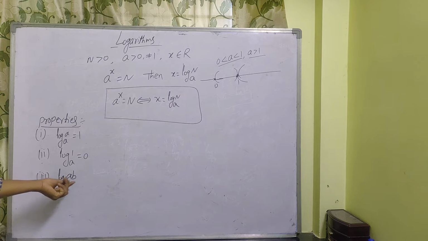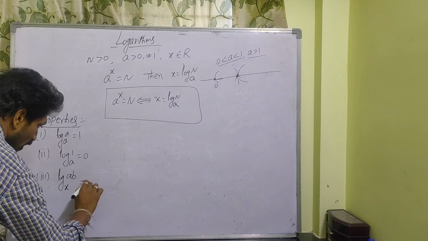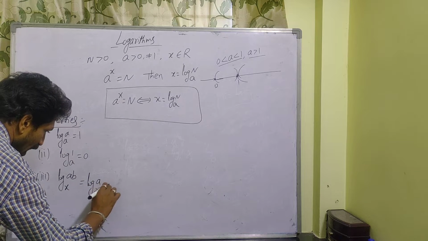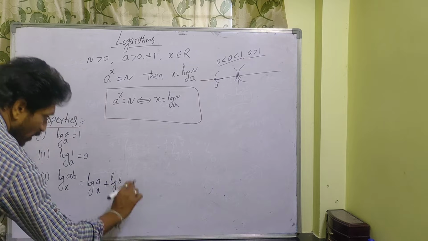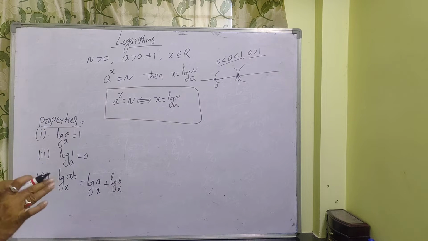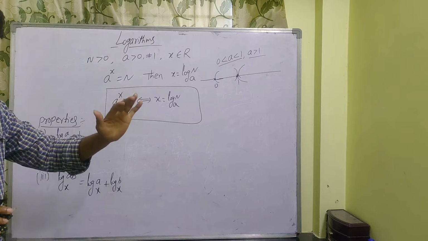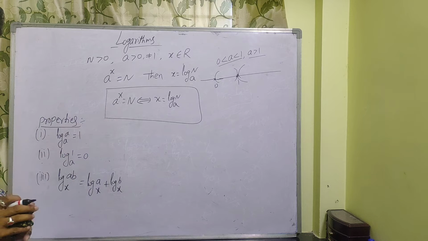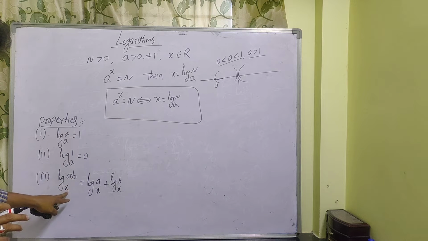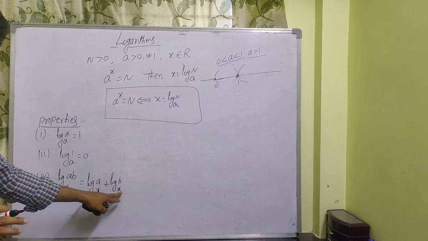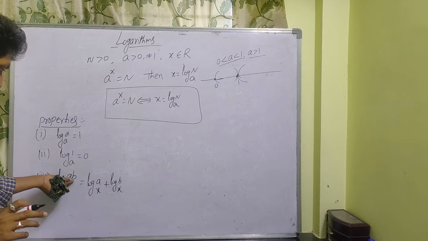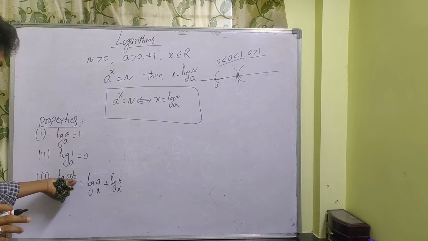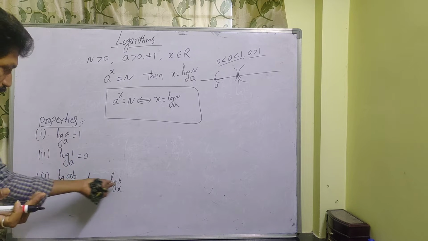If I take log AB to the base x, here a into b, two numbers with the base x, you can expand this as log a to the base x plus log b to the base x. These formulas you should remember. If you remember the formulas, you can do the problems whenever you have logarithmic functions in different topics. This will be expanded for any number of terms in the product.